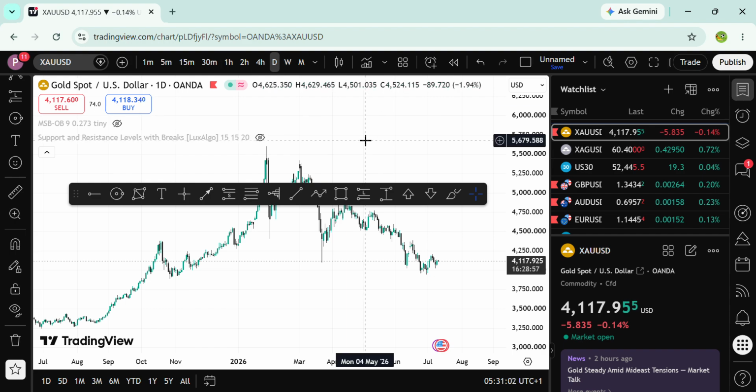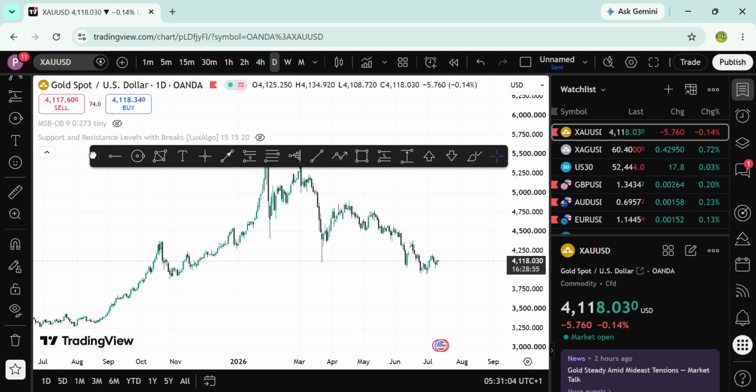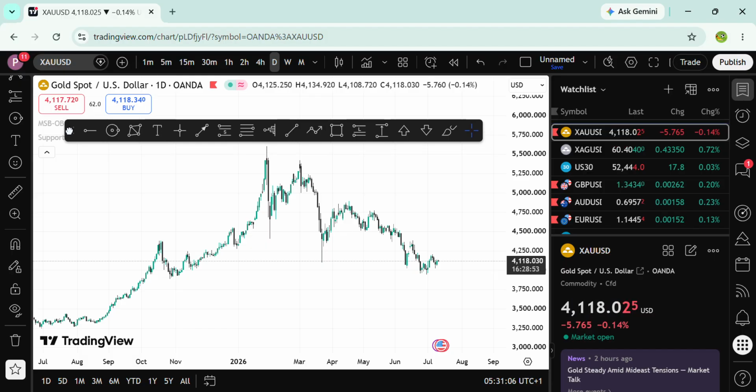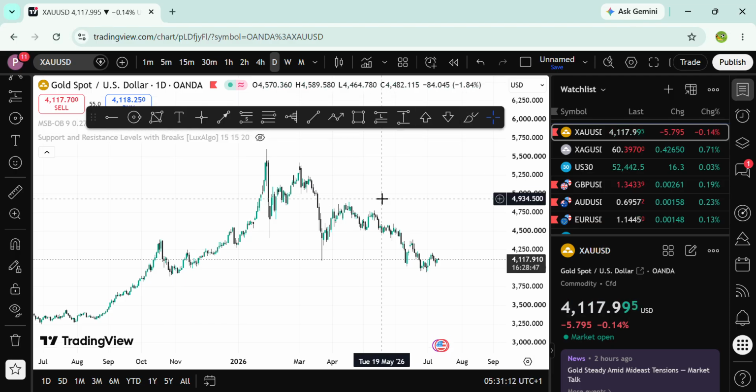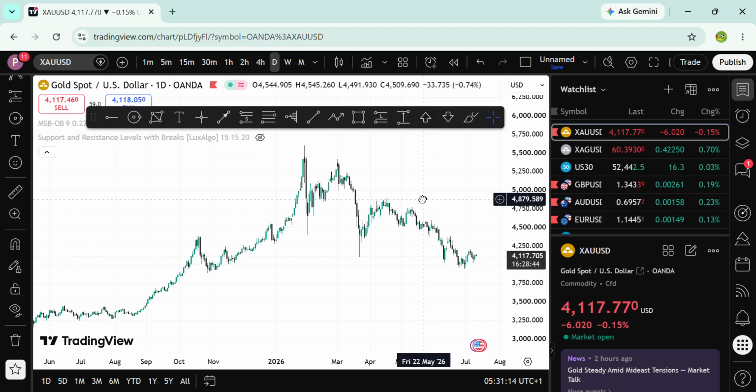As a beginner, you don't really need this monthly time frame or weekly time frame. You can start from the daily time frame to do whatever you want to do. And this is the daily time frame. We are currently on the daily time frame.